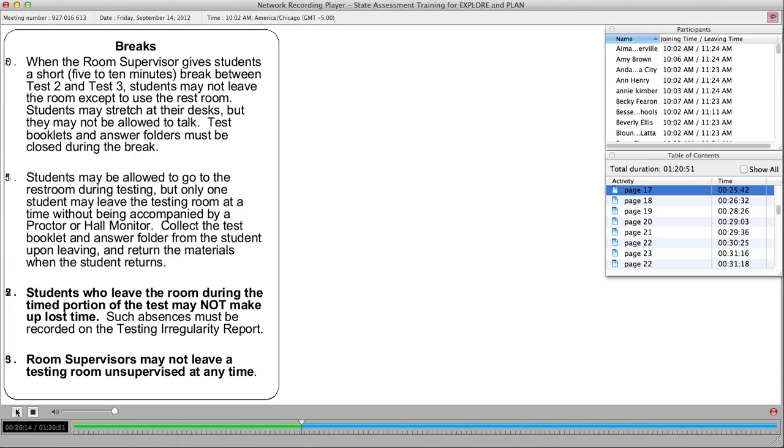If there is no proctor in the room, room supervisors may not leave a testing room unsupervised at any time. So if there are no proctors in the room, make sure there is a trained alternate in the hall who can step in if there is an emergency and the room supervisor must leave the room.